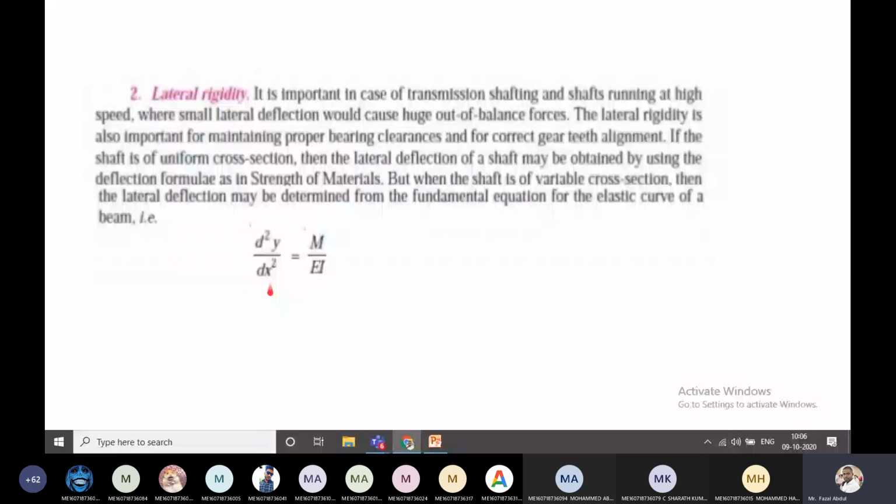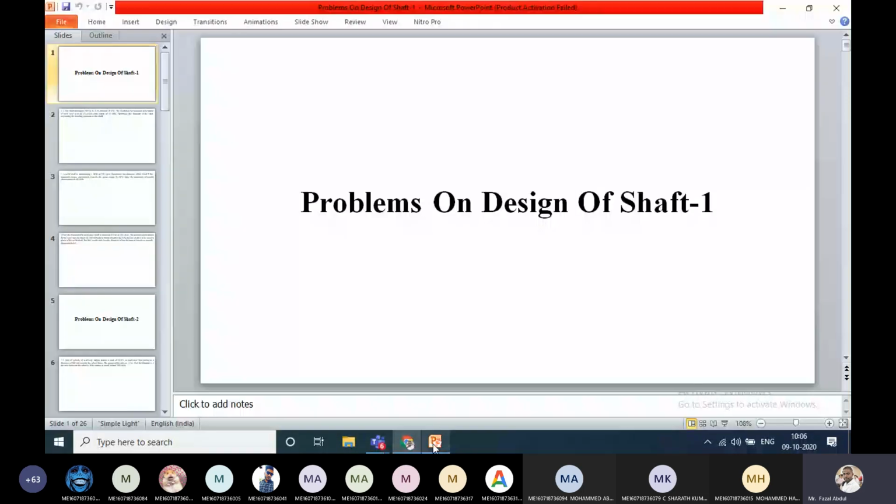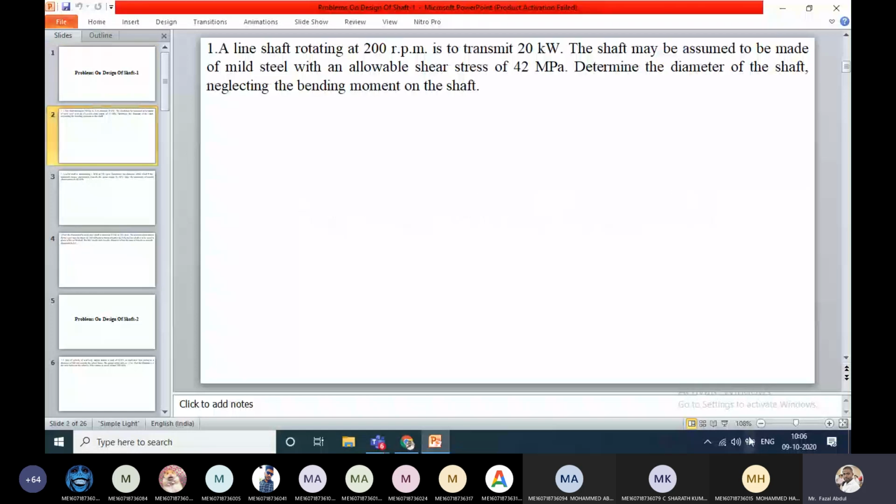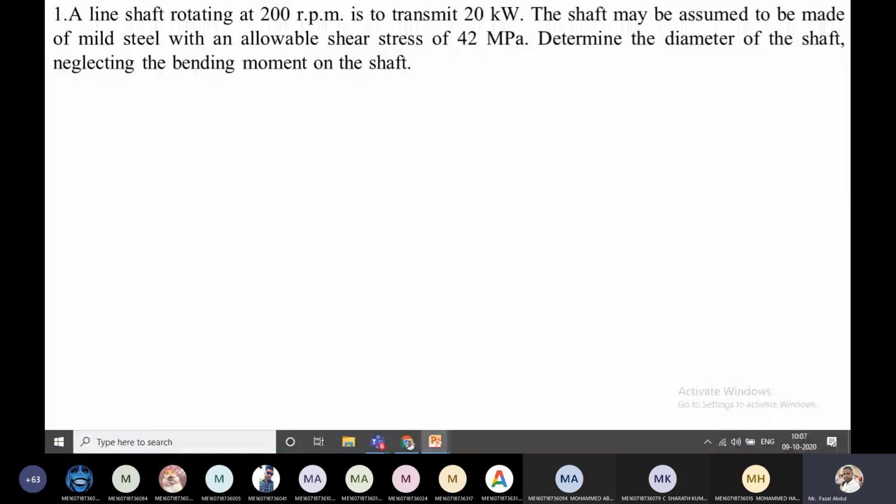So this is the total synopsis, the total theory regarding the design of shaft. From the next class onwards, we are going to discuss the problems. We have the time, so we are going to solve a few problems. Do you have any doubts regarding the theory topic? If you don't have any doubt, we'll start solving the problems. If you have any doubt, you can ask. Otherwise, we are going to start the problems on the design of shaft.